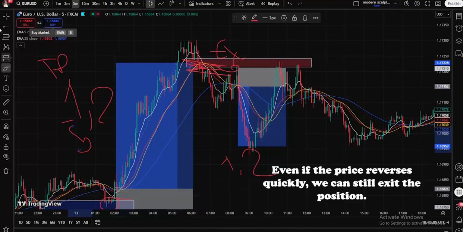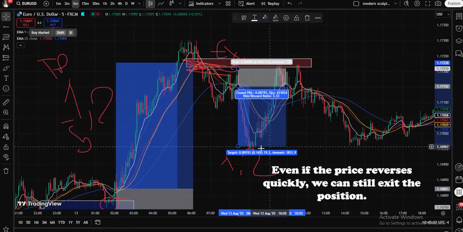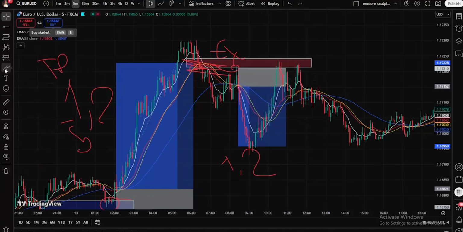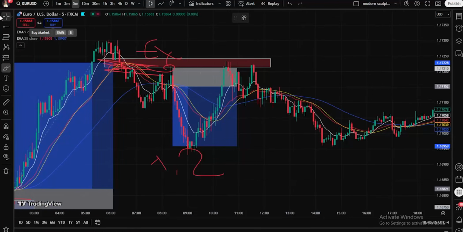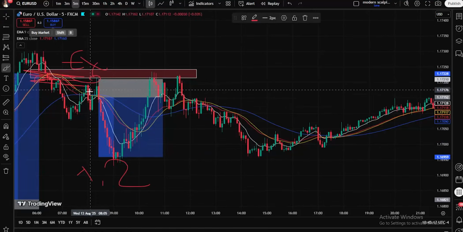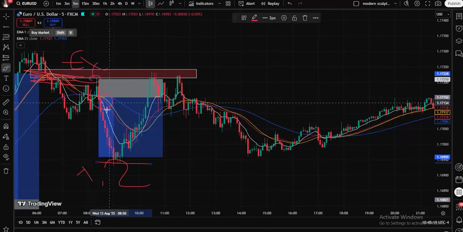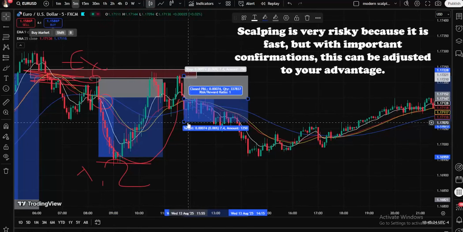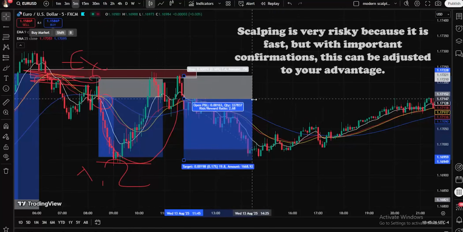Third, lot size management. Never risk more than 1 to 2% of your total capital on a single trade. Even if you have a few successful trades in a row, you should not increase the volume excessively. Scalping, due to the large number of trades, can quickly empty your account if done without capital management.